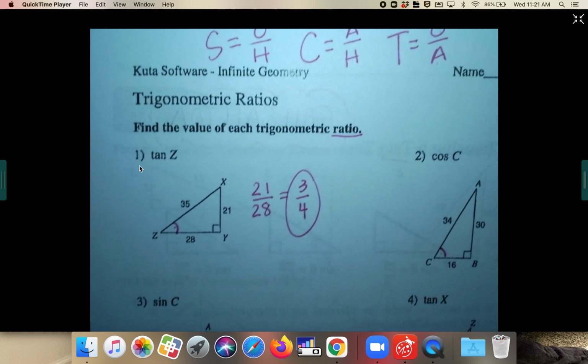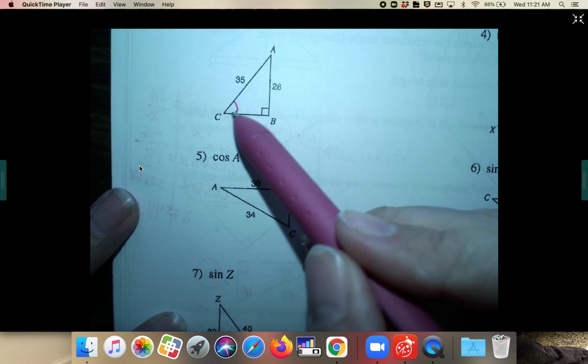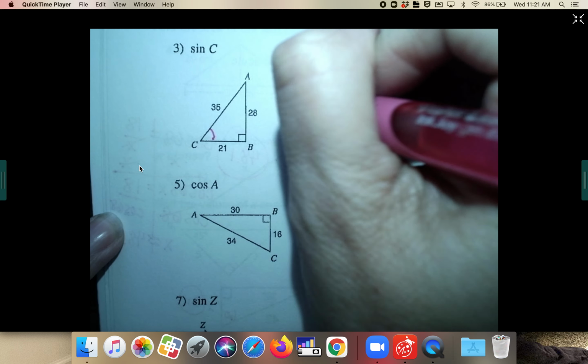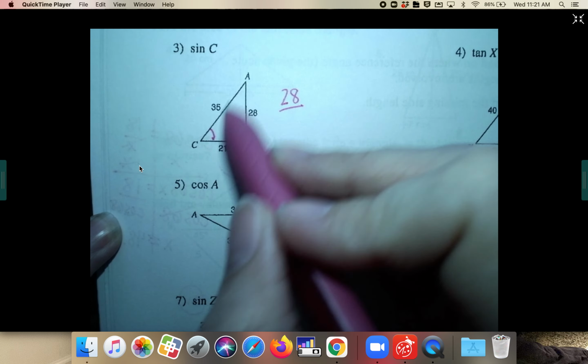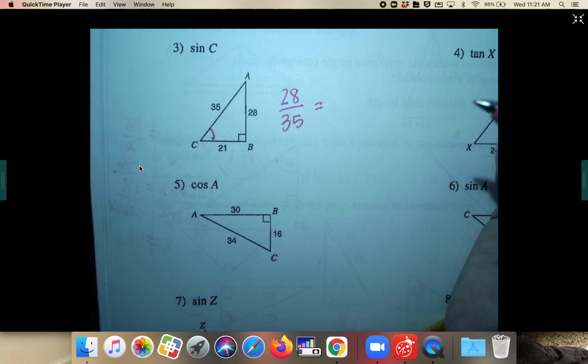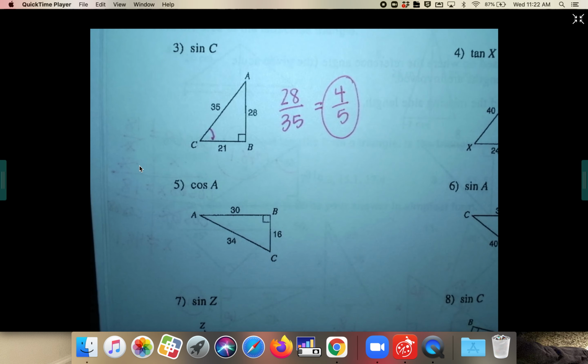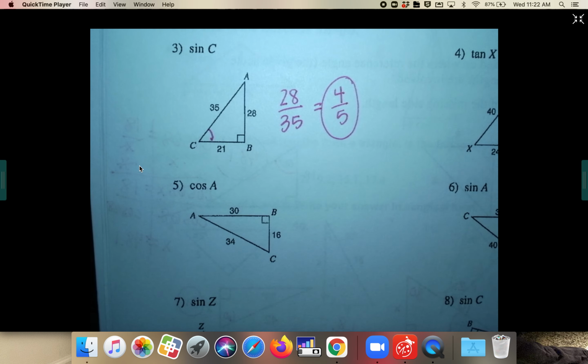All right, let's do a few more. Sine of C. So we're looking at angle C. And sine is opposite over hypotenuse. So the opposite is 28 over the hypotenuse is 35. And then just simplify. 28/35. They both divide by 7. So it would be 4/5. Okay. I think you guys get the point.